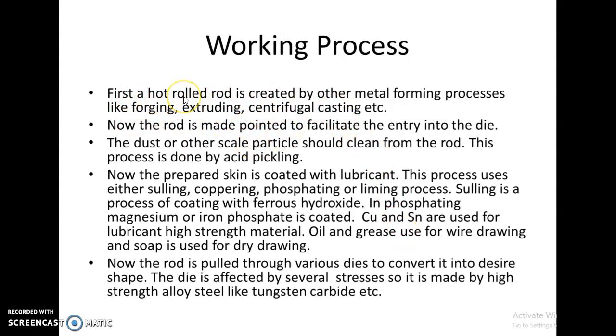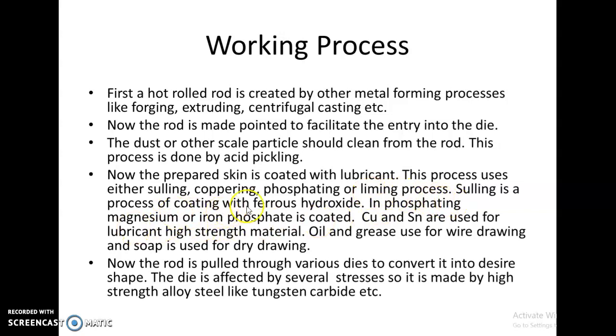First, a hot rolled rod is created by other metal forming processes like forging, extruding, centrifugal casting, etc. Now the rod is made pointed to facilitate the entry into the die. The dust and other scale particles should be cleaned from the rod. This process is done by acid pickling. Now the prepared surface is coated with lubricant. This process uses either swilling, coppering, phosphating or liming.